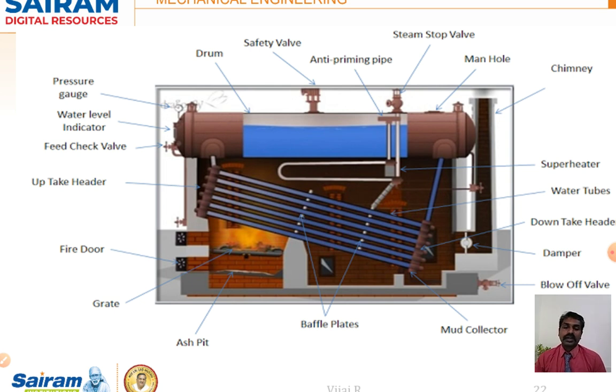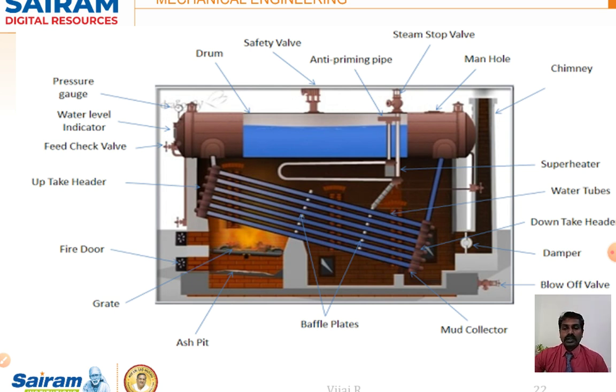So the entire area is very hot, and the flue gases spread. The hot flue gases pass over the tubes, and the water inside the tubes is heated up. There are baffle plates which direct the flow of flue gas in a proper way, so that it contacts every tube, and then it goes to the chimney. At the top right end, you can see the chimney. The hot flue gases pass through this and go to the chimney.